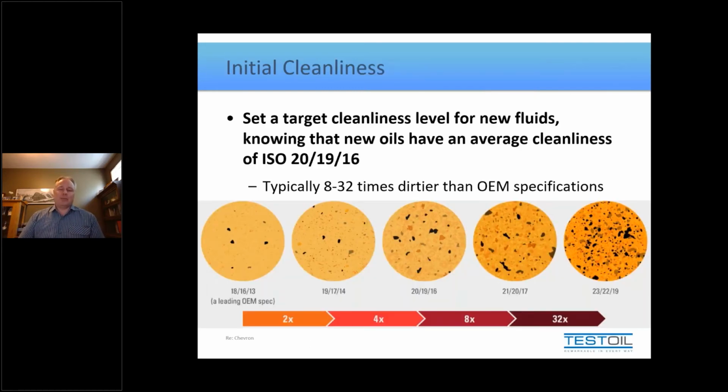And new oil, generally speaking, if you go with just about anybody's products in any type of container, so quarts, pails, drums, totes, bulk, steel, plastic, you name it, new oil has an approximate ISO cleanliness of 20/19/16, if you're familiar with ISO codes. And my point about 20/19/16, give or take a code, is that it's probably about 8 times dirtier than the highest OEM recommended cleanliness for an in-service lubricant. So I'm saying your new oil doesn't even meet OEM requirements.